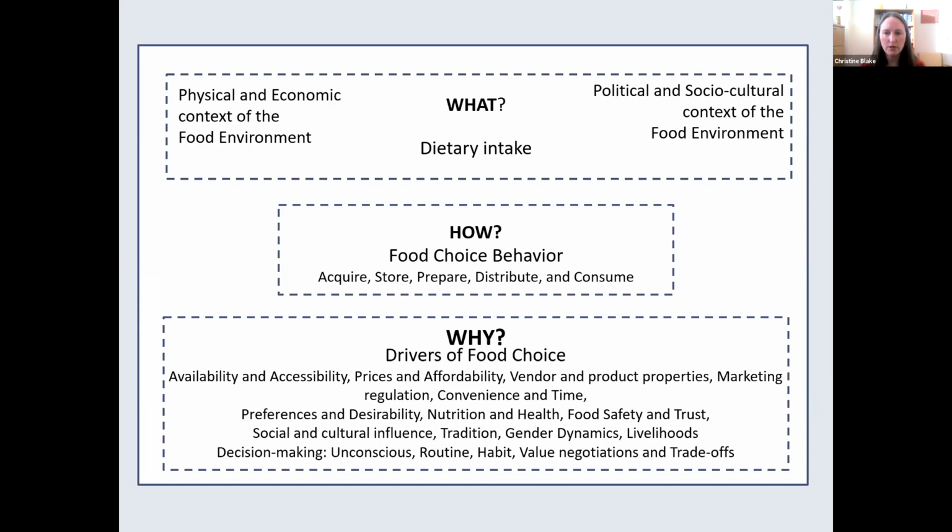In our synthesis of evidence from the DFC portfolio, we seek to answer what drives food choice, the why, by answering three interrelated questions. The first, what is available and what are people eating? Then, how are people acquiring, preparing, distributing, and consuming the foods they eat, the measurable, observable behaviors? And ultimately, why do people make the choices they do, to yield information about decision-making processes and the causal drivers of choice.